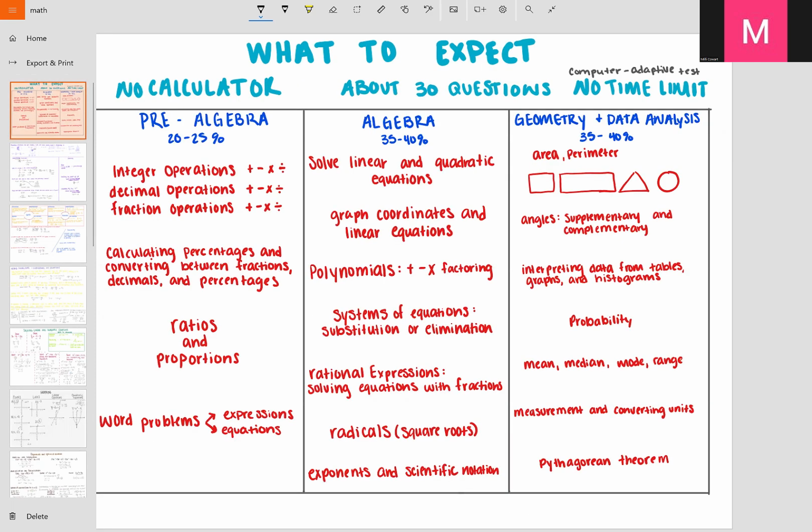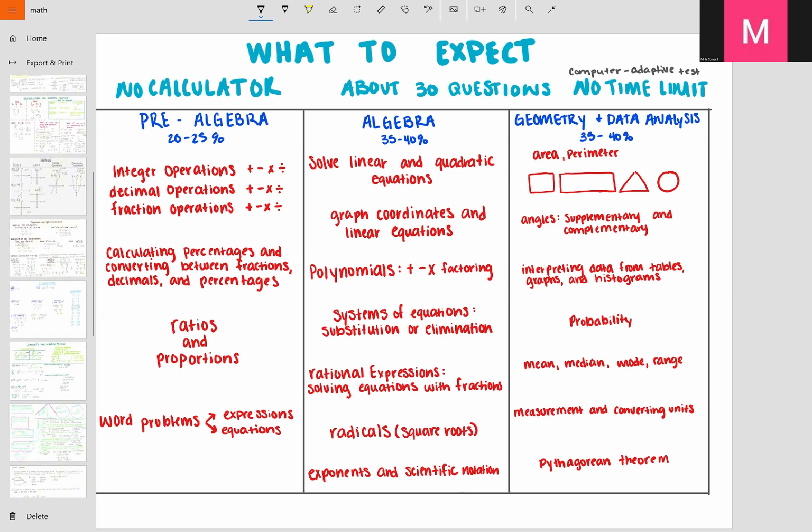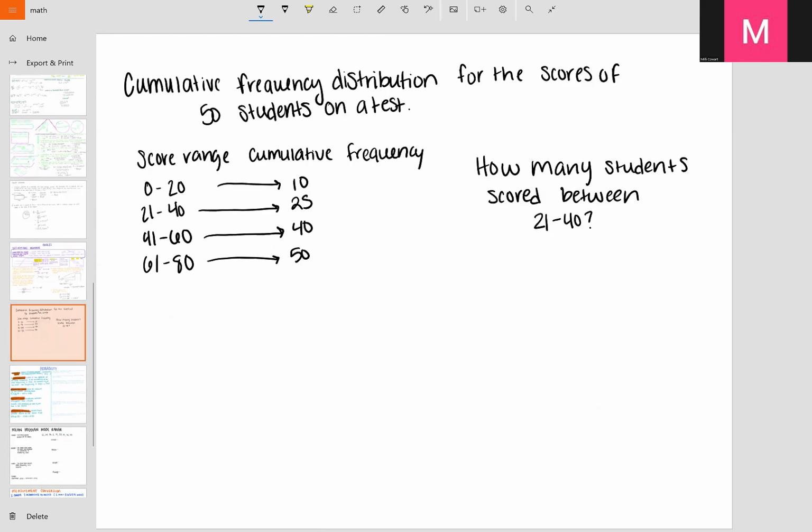So when you're interpreting data from tables, graphs, and histograms, all of that is going to be very, very straightforward on the PERT test, almost just grabbing values out of a table. The only confusing part that might come up is cumulative frequency, and this is a different kind of table. So here we're looking at the cumulative frequency distribution for the scores of 50 students on a test. This is the score range, and this is the cumulative frequency.